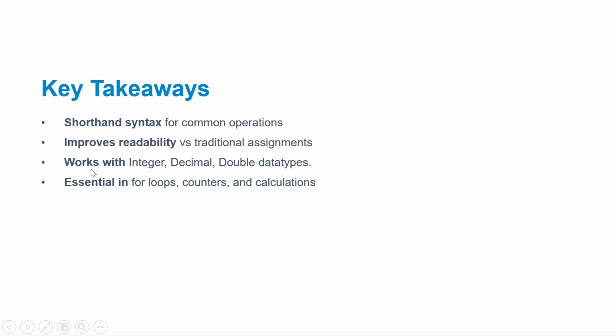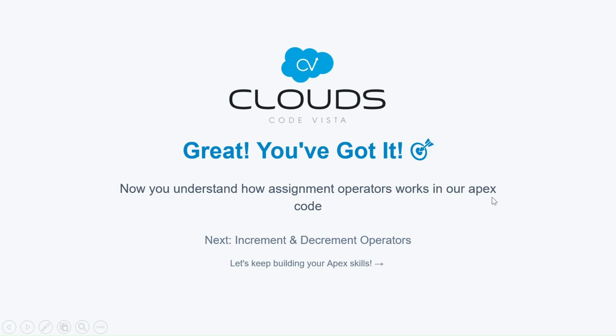Third key takeaway is that assignment operators work with integer, decimal, double, etc. data types. And the fourth key takeaway is that assignment operators are essential for for loops, counters and calculation purposes. So I hope you understand the key takeaways of this video and of these assignment operators in our Apex code. So guys, that's all for today's video. I hope you understand what assignment operators are and how we can use them in our Apex code. In the next video, we are going to cover increment and decrement operators in Apex.